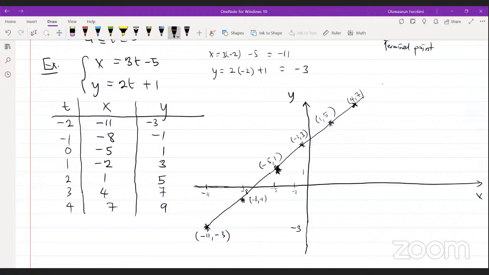However, remember that we used arrows to indicate the direction at which it is increasing. Now from negative 2 to negative 1, this guy is increasing, right? Negative 1 is bigger than negative 2. 1 is bigger than 0. Okay, so how is the arrow going to look like? It's going to be pointing upwards.